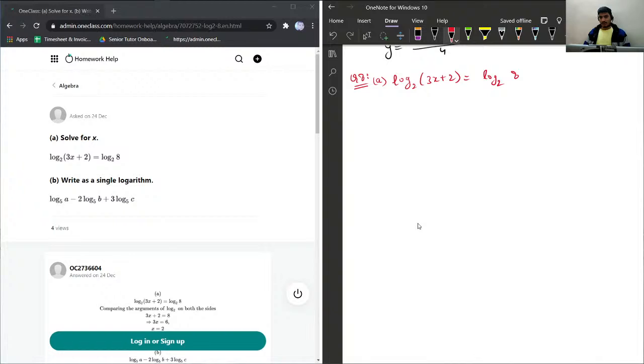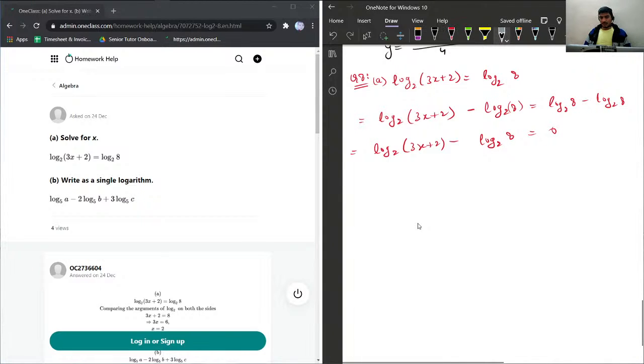First I will bring this log on the left hand side. So this will become log base 2 of 3x plus 2. I'll just subtract log base 2 of 8 from both sides. I will get log base 2 of 3x plus 2 minus log base 2 of 8, and this will be 0.